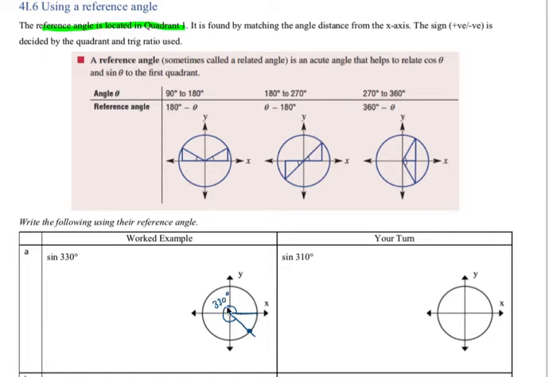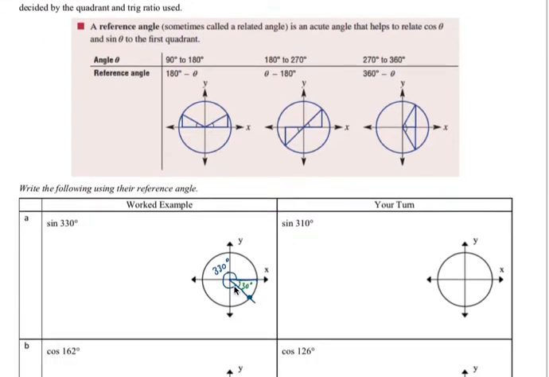So theta is equal to 330 degrees. I know that's going to be 30 degrees away from the x-axis. Do you see how I found it by matching the angle distance from the x-axis? And that's the closest x-axis. So I put in here 30 degrees. Well, what does that mean? Well, what that means is then we can find our reference angle in quadrant 1.